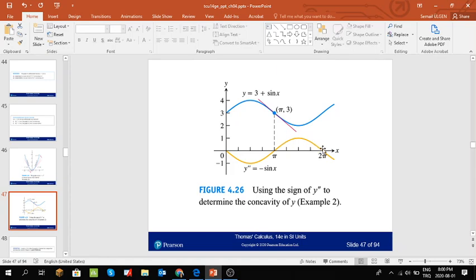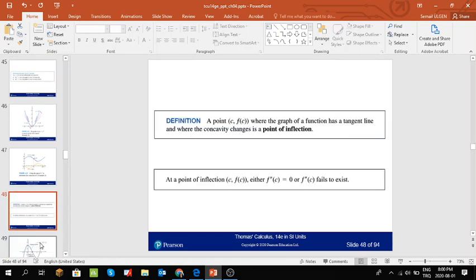Alright, then it's going to be negative again, so it's going to become concave down again. Okay, that's very good. Next we have another terminology. So far we talked about the critical point, the first derivative test, and the second derivative test. Now we have a point of inflection. This is also very important to draw a graph.